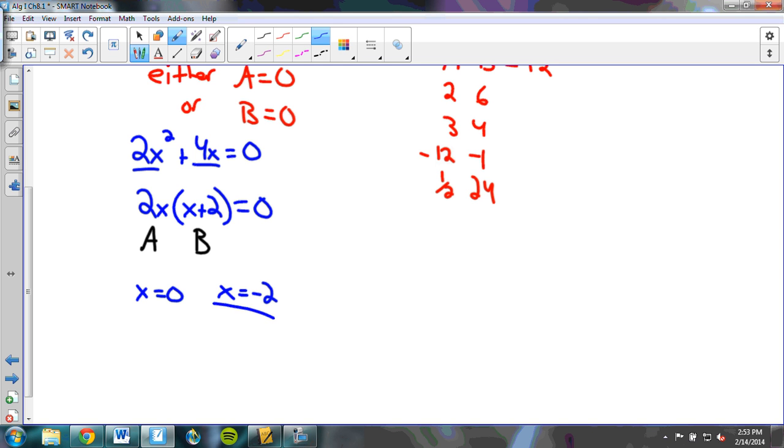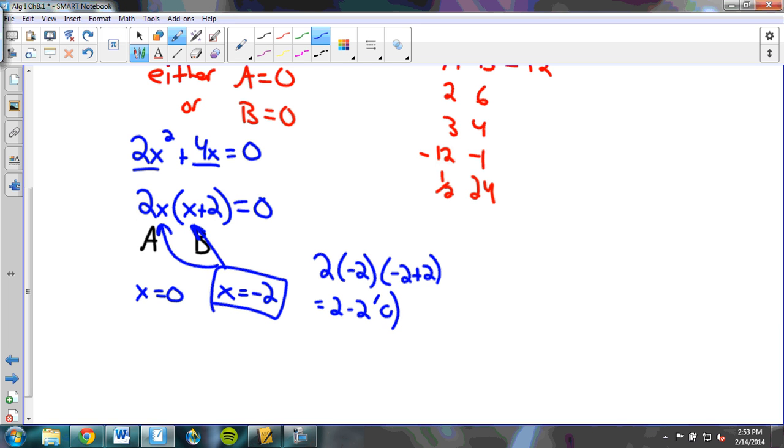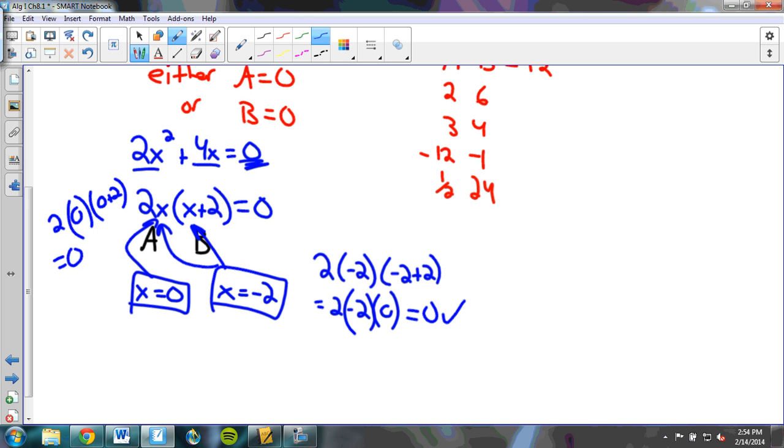If I take x equals -2, and I plug it in for both x's, that becomes 2 times -2 times -2 plus 2, which is 2 times -2 times 0, which is 0, which is what I wanted. I wanted to get out 0. If I plug in a 0, I get 2 times 0 times 0 plus 2, which is obviously 0, which is also what I wanted.